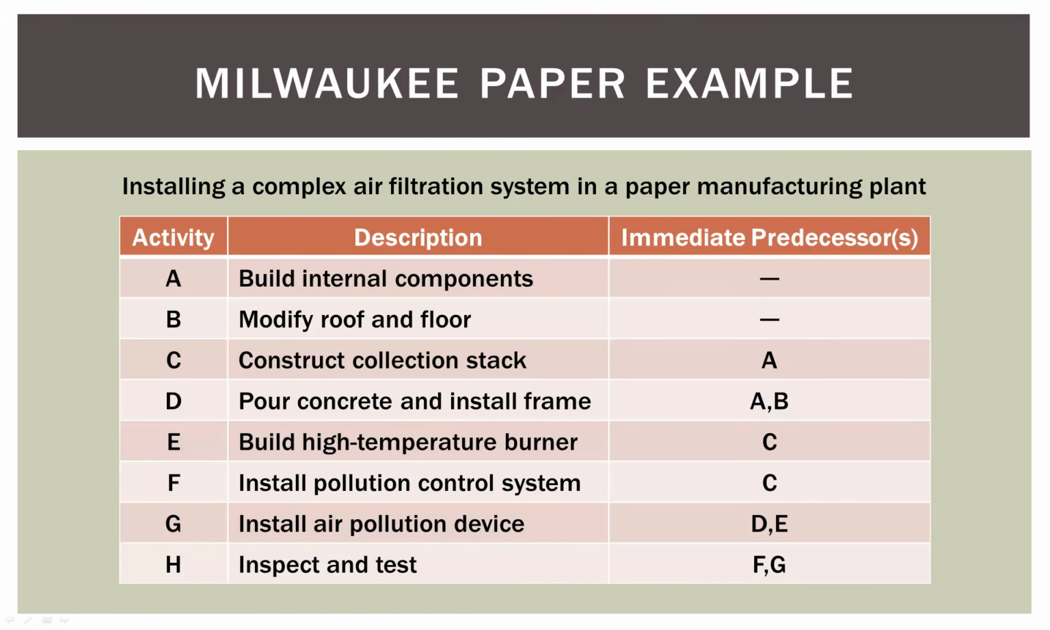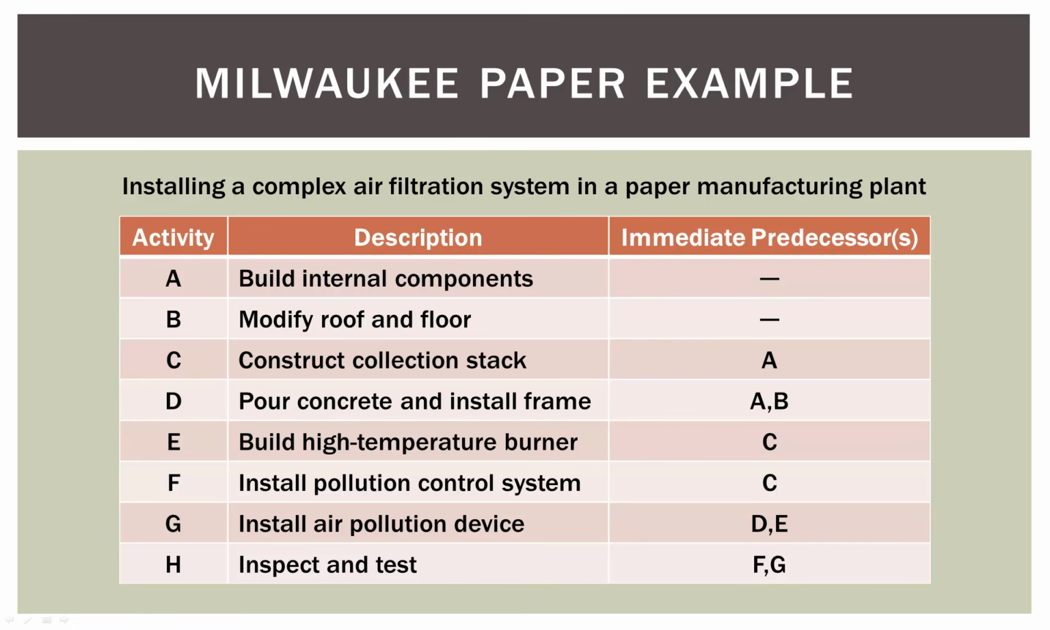So here is our penultimate example in this presentation. We have a paper company, the Milwaukee Paper Company, and they have to install a complex air filtration system according to new EPA standards. So on the left-hand side, we have our activities, just like we had our nodes in our previous example. In the middle, we have a description of what is going to happen at each node. And then on the right-hand side, we have the predecessors for certain activities.